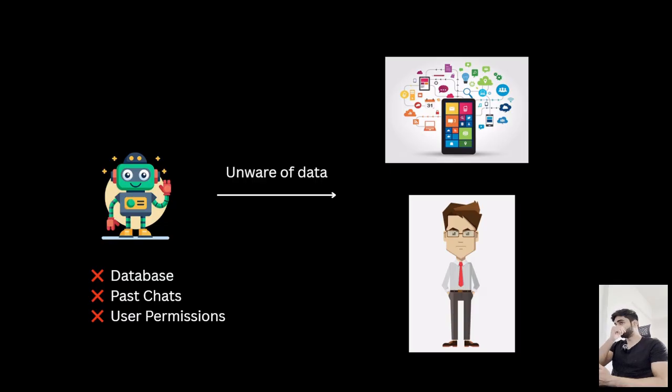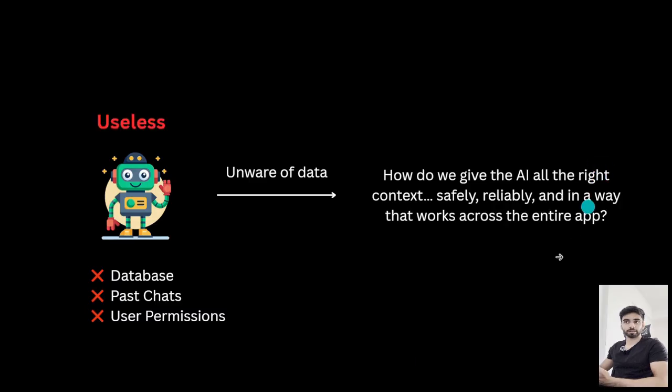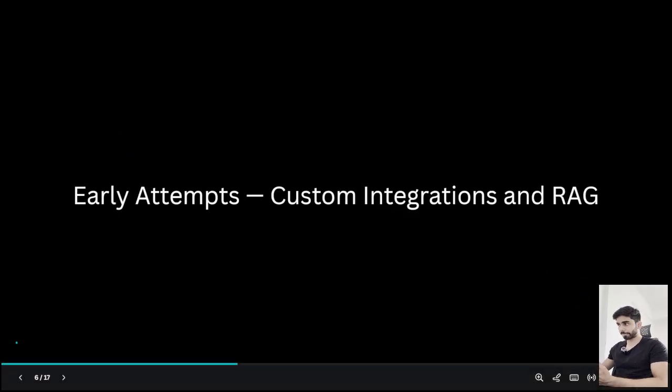That's why developers keep doing the same thing over and over: let's put everything into a prompt. But as we saw before, that does not scale. It's slow, expensive, and fragile. The real question is, how do we give the AI all the right context safely, reliably, and in a way that works across the entire application? And that's exactly the moment where MCP, or Model Context Protocol, comes in.